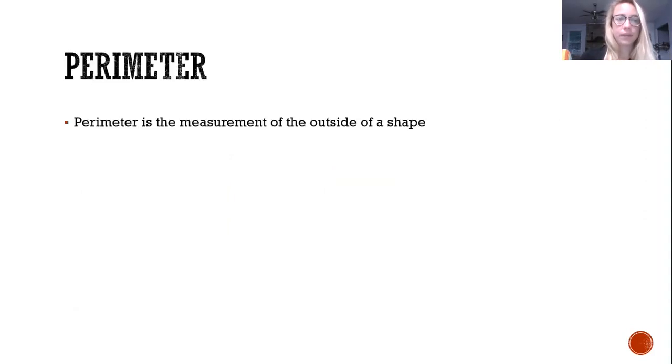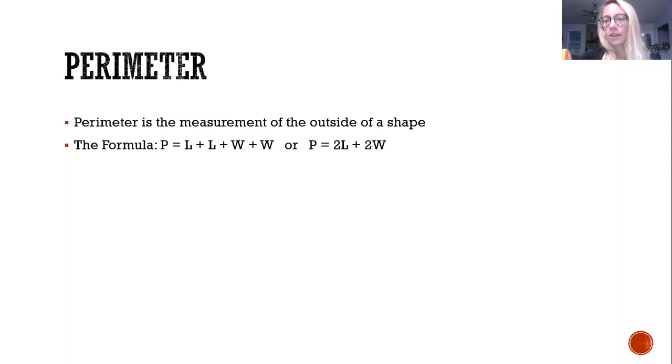For perimeter, perimeter is the measurement of the outside of a shape, just the outside. So there are two formulas that you can use for perimeter. The first formula is perimeter equals length plus length plus width plus width. Or you can do perimeter equals 2 times the length plus 2 times the width. Instead of adding it twice, you can just multiply times 2.